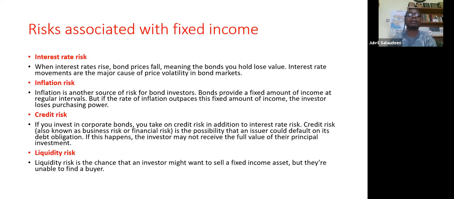So you also have other risks that is associated with fixed income. Just like they have an advantage, they also have risk. One is the interest rates risk. Interest rates can go above it and it then becomes very difficult. Inflation risk can go beyond it and it becomes difficult. You have credit risk, that is where you invest in corporate bonds, you take on credit risk in addition to interest rate risk. The credit risk, also known as business risk or financial risk, can put you into some challenges.